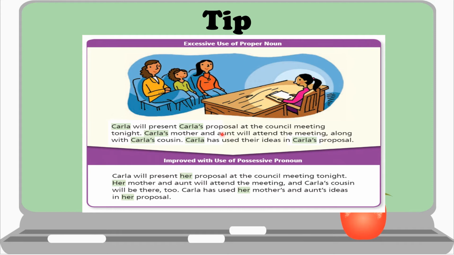So instead of repeating the name of the person over and over again, you can improve your paragraph by using possessive pronouns or any other type of pronoun that applies. So now we have: Carla will present her proposal at the council meeting tonight. Her mother and aunt will attend the meeting, and Carla's cousin will be there too. Carla has used her mother's and aunt's ideas in her proposal. This paragraph is way better than the first one because we were practical enough to use the correct possessive pronoun.